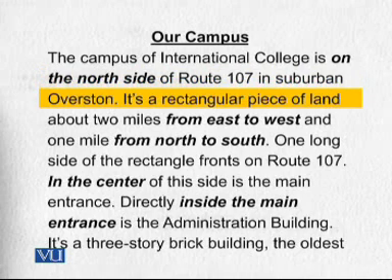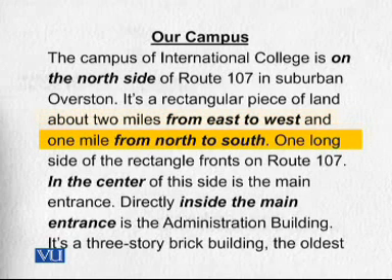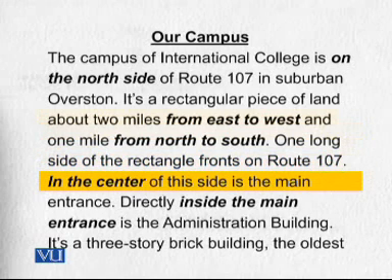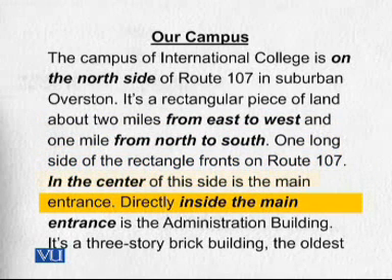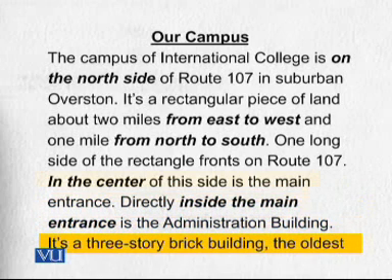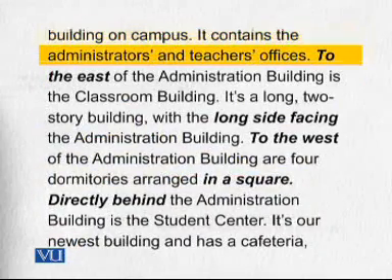And then it is a rectangular piece of land about 2 miles from east to west and 1 mile from north to south. One long side of the rectangle fronts on Route 107. In the center of this side is the main entrance. Directly inside the main entrance is the administration building. It is a 3-story block building and the oldest building on campus. It contains the administrators' and teachers' offices.